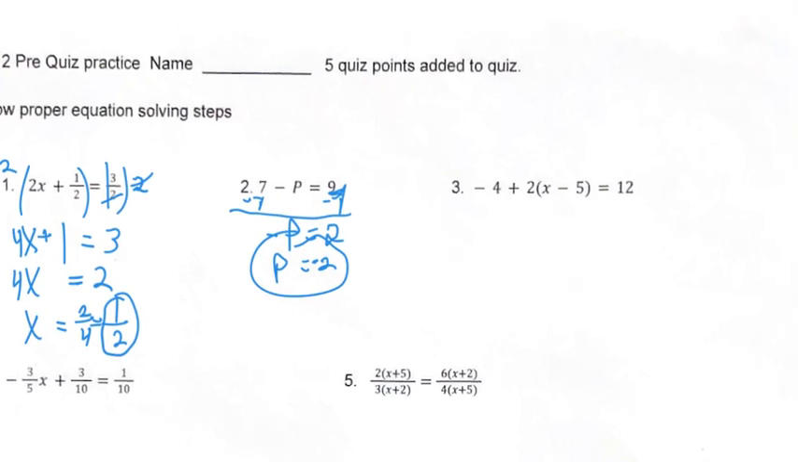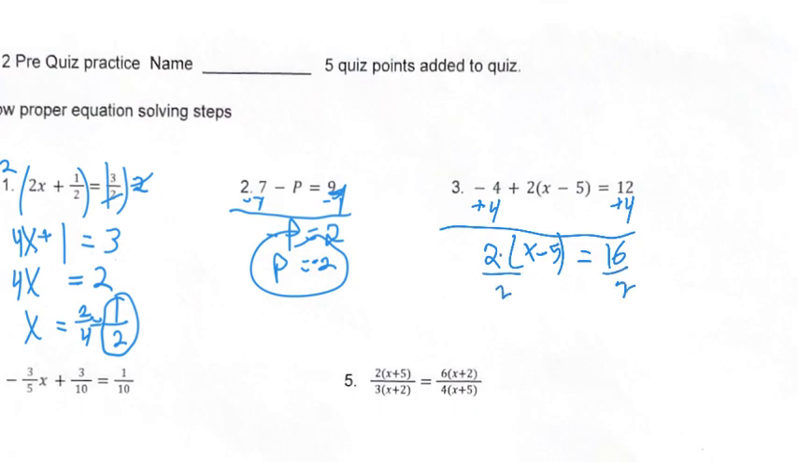Here, I could distribute, or I could add 4. I'm going to plus 4 first. Plus 4, plus 4. That gives me 16, right? Here, over here, I have 2, and I have x minus 5. Easier than distributing would be just divide by 2 on both sides. I have 8, and I have x minus 5.